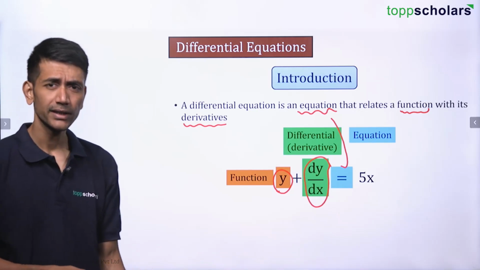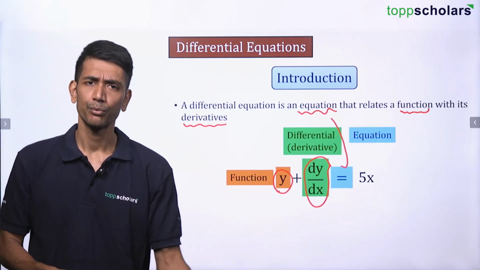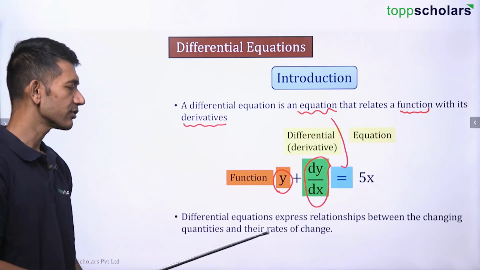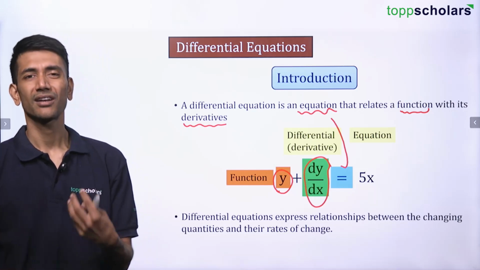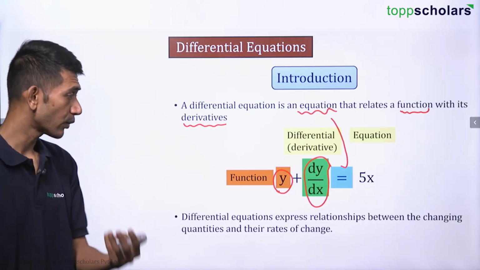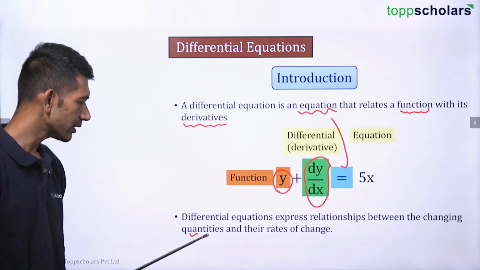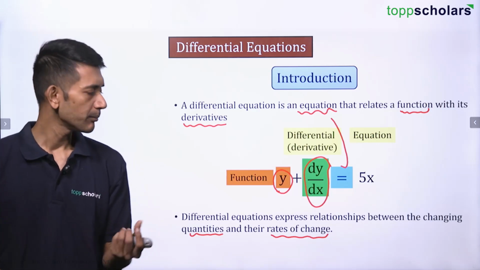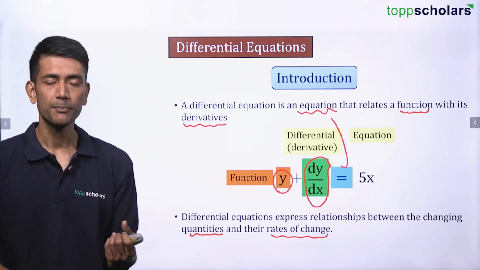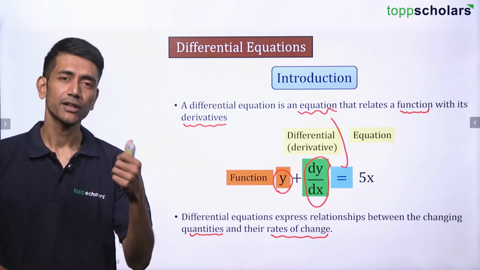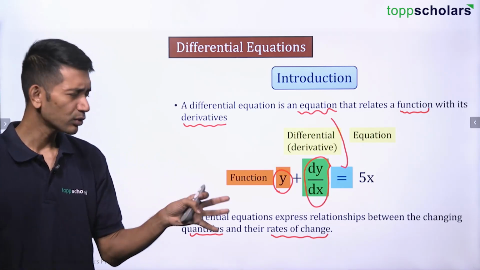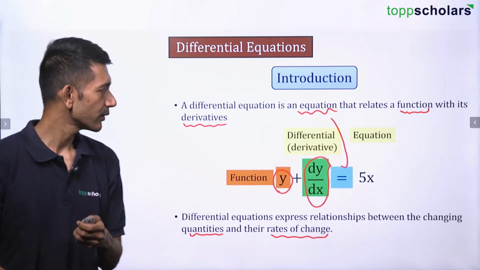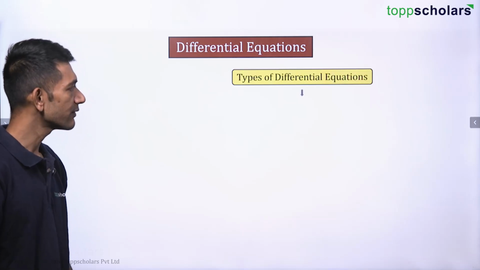You can also have a constant there. You can also have a variable there. You can have a monomial, binomial, trinomial. That completely depends. So here we can say that differential equations express a relationship. They're trying to tell us the relationship between the changing quantities and their rate of change. Obviously here we are talking about the rate of change only, because we are talking about dy by dx. We have studied this in application of derivatives as well. Of course we are going to have some word problems here in this chapter, similar to what we have studied.